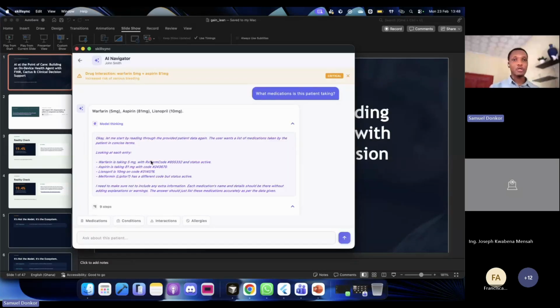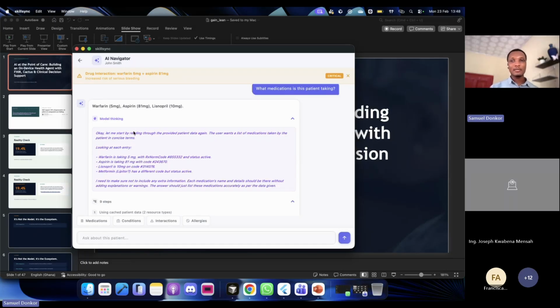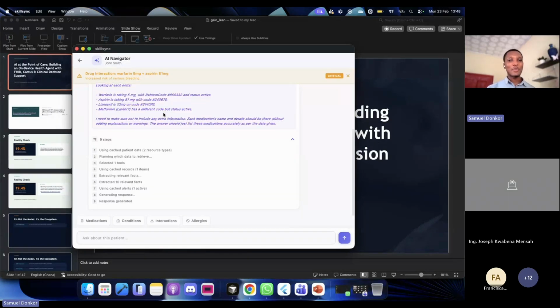So you could also look through, for example, the thinking process of the agent. We asked about the medication the patient is taking, and then it gave this answer, right? So mind you, this is not just a simple chatbot. This is an autonomous, end-to-end system where you have the data somewhere, you look through it, and it gets the relevant information you need. So this is a sneak peek into what we would be doing.